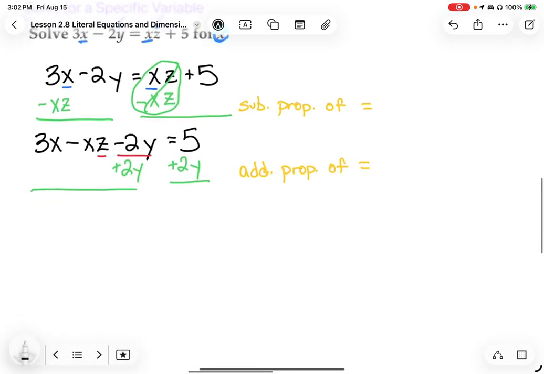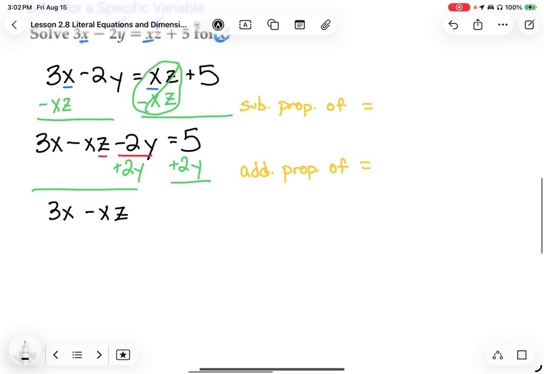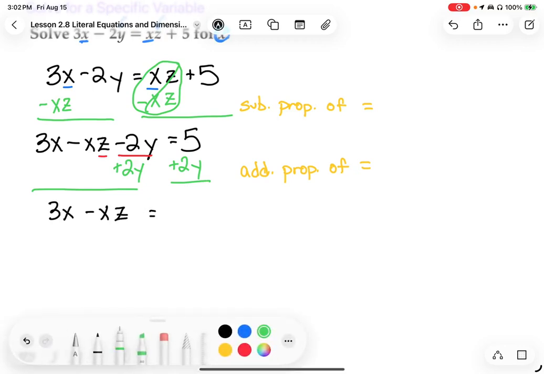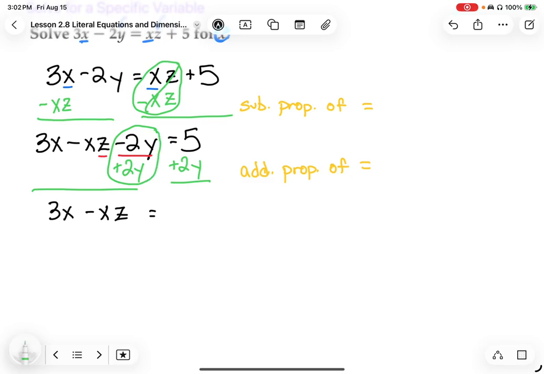Okay, so on the left side, we're going to have 3x minus xz equals, now this minus 2y plus 2y is going to cancel, right? That's 0. And on the right side, we cannot combine the 5 and the plus 2y. Those are not like terms, so we've got to leave those separate. There we go. And now here's where we run into a problem. I've got the x's on the same side, but one of those x's has a z attached to it, and I want to get the z removed. So how can I pull just the z out without also removing the x?